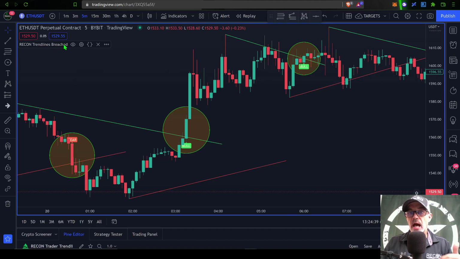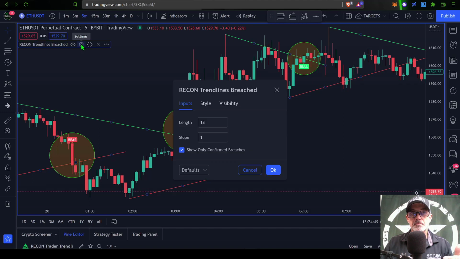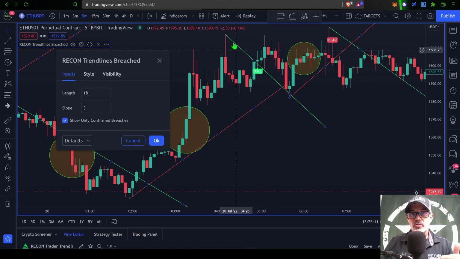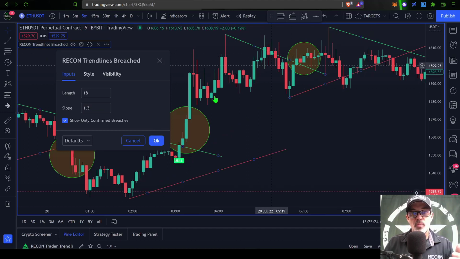Now, if and when I do release this to the general public, you will be able to adjust the settings by coming over here to the indicator and clicking on the settings button. That would allow you to adjust the look back length, which I have as a default at 18, and the slope angle, which is set at 1. Now I could change the slope angle to say 3, and you can see that dramatically increases the slope of the trend lines. Or I could do something like 1.3, and it won't be quite as dramatic a change in the slope of the trend lines.